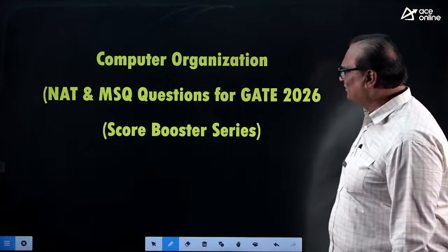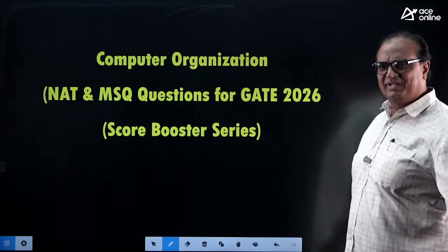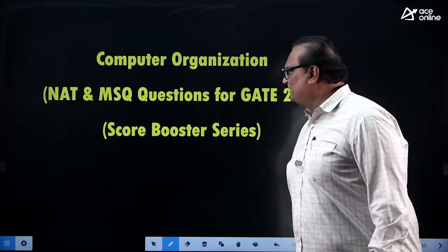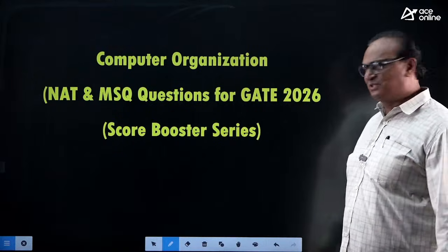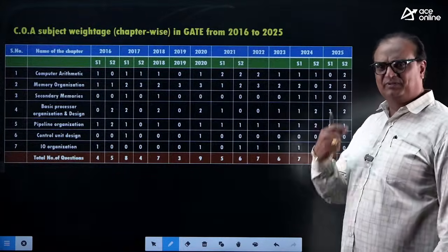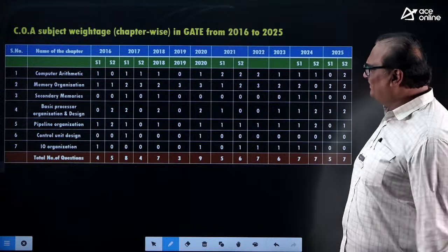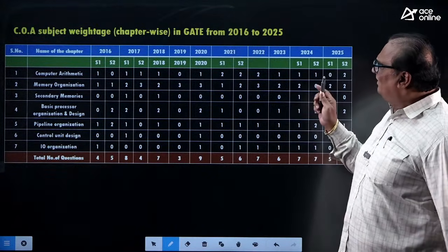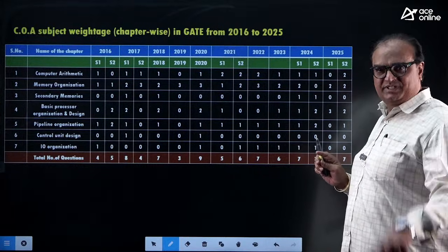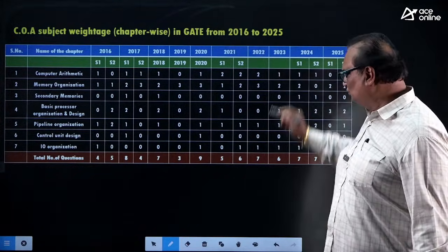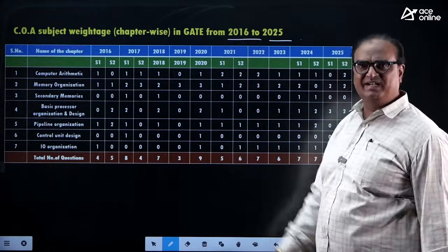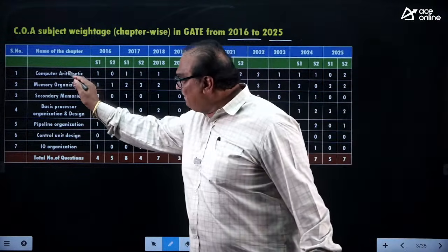The subject is computer organization and architecture, simply computer organization. This is a session for NAT and MSQ questions with the simplest solutions. Next look here, just only 1 minute. This is the information we have: COA questions from 2016 to 2025. Here I have provided the sheet topic wise.